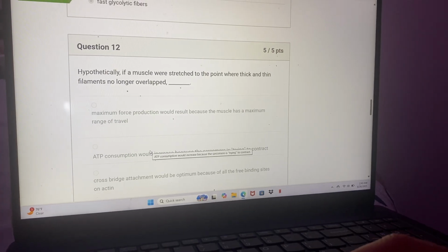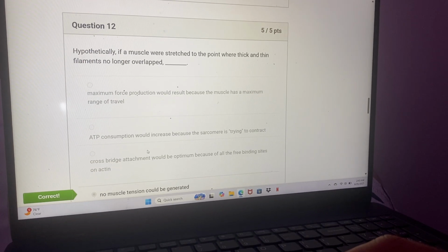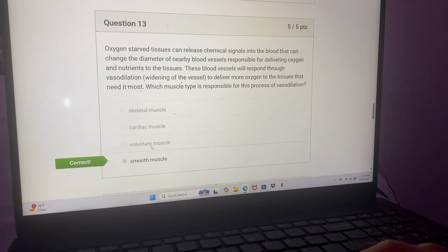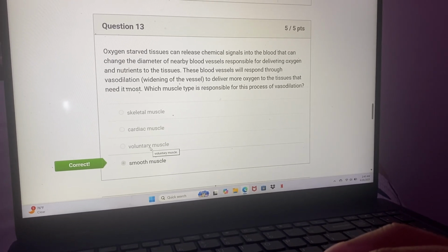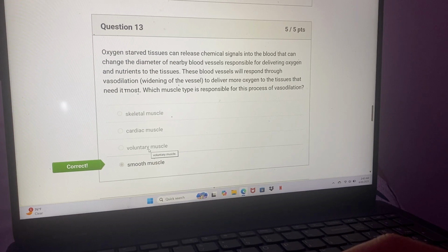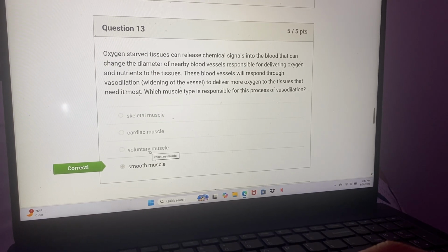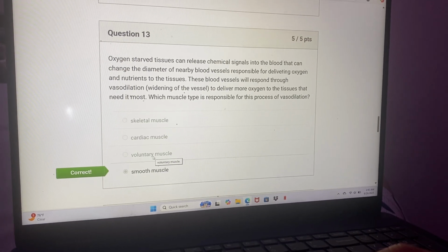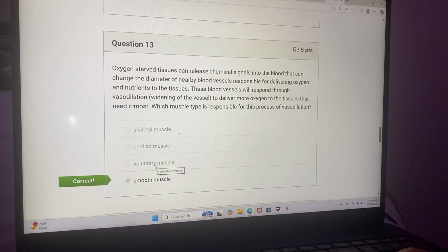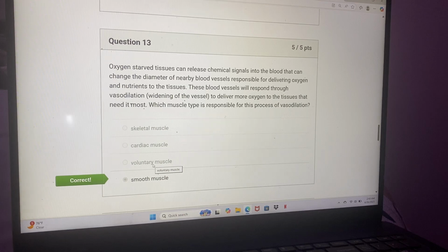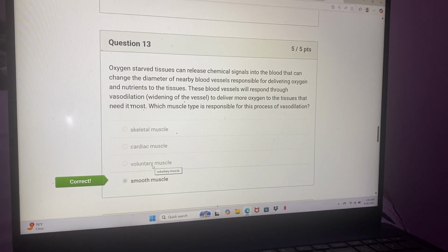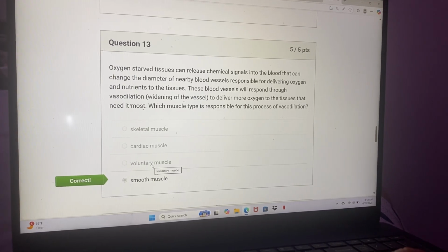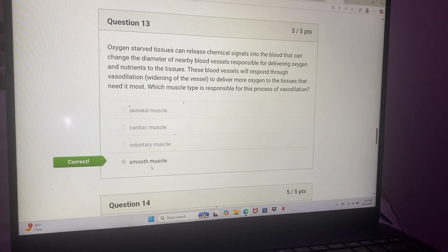Hypothetically, if a muscle were stretched to the point where thick and thin filaments no longer overlapped, no muscle tension could be generated. Oxygen-starved tissues can release chemicals into the blood that can change the diameter of nearby blood vessels responsible for delivering oxygen and nutrients to the tissues. These blood vessels will respond through vasodilation, widening of the vessel, to deliver more oxygen to the tissue that needs it the most. Which muscle type is responsible for the process of vasodilation?